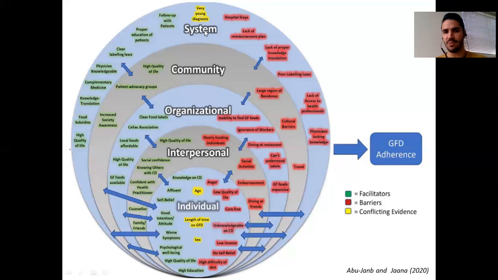And then at a system level, we know that there might be a lack of proper knowledge translation from an organization or from health professionals. You might not be able to access health professionals who understand enough about celiac disease. There are also problems with hospital stays and finding gluten-free food in hospitals, and also all of these symptoms not getting recognized, and that patient essentially ending up being admitted to hospital too.